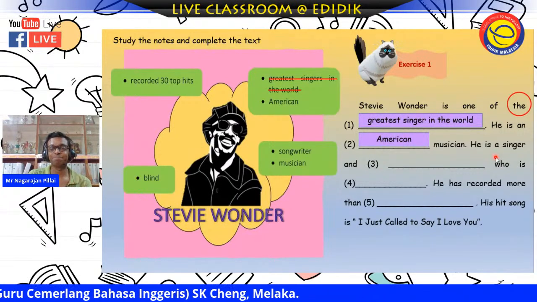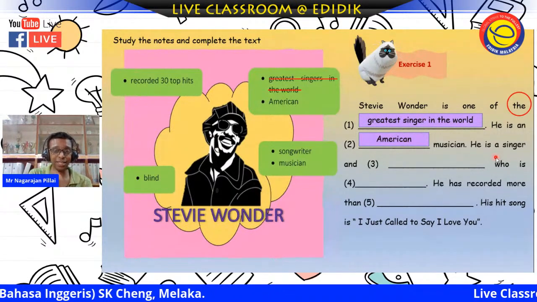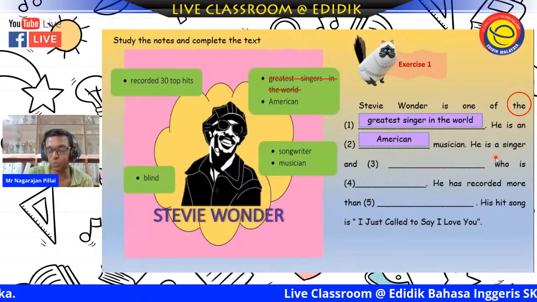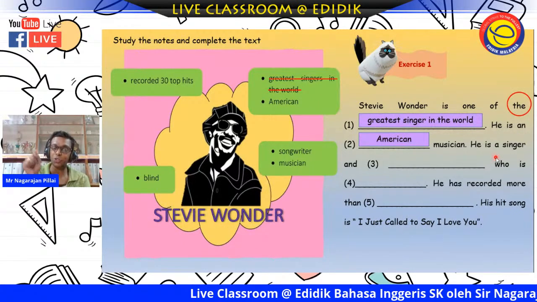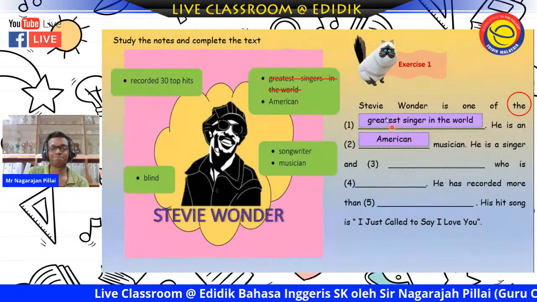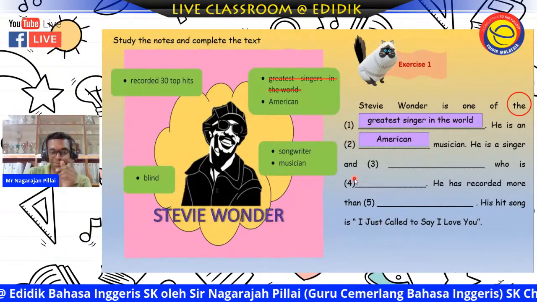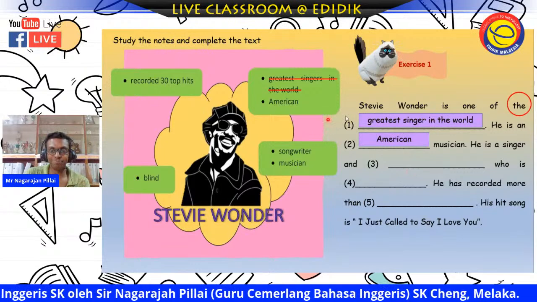This is your answer. Okay, there's a clue here. Can you tell me? There's a clue in the sentence. In sentence number 2, there's a clue for you to choose the word American. Can you tell me which one? You can type in the chat box.